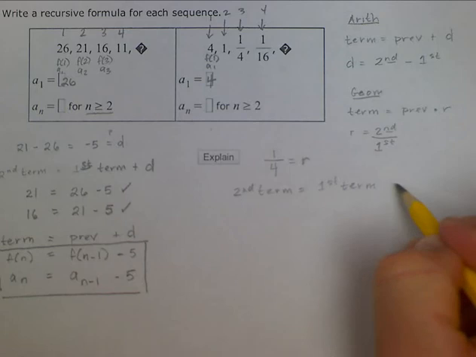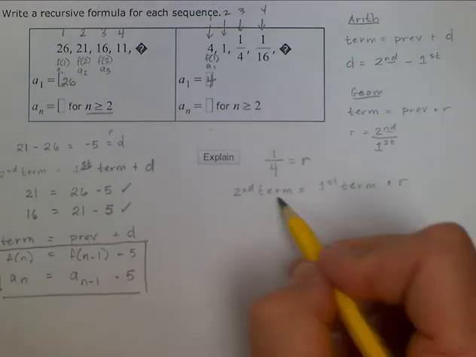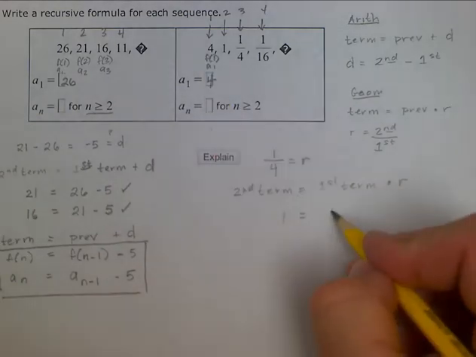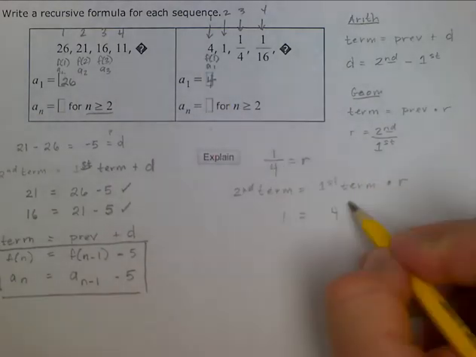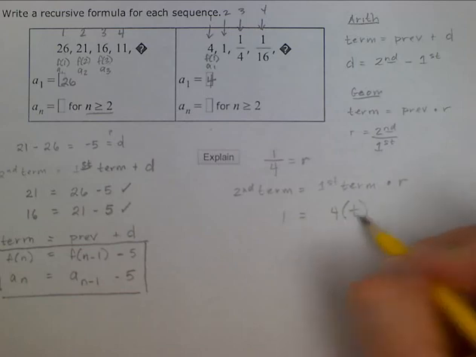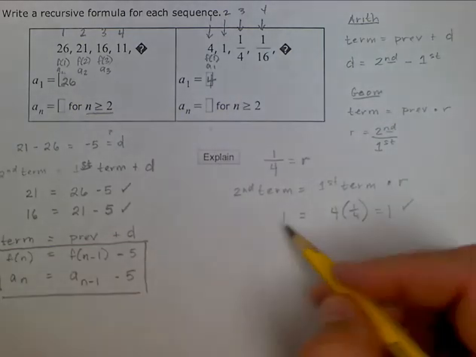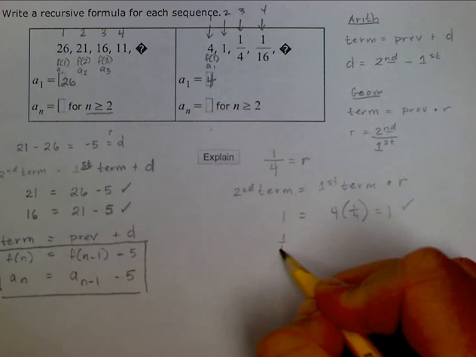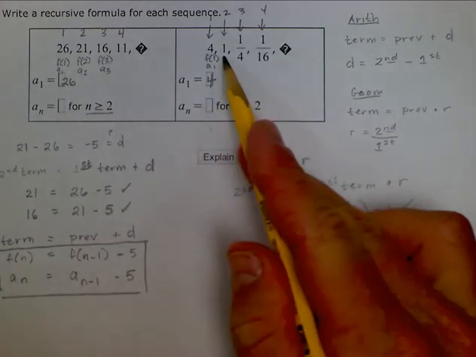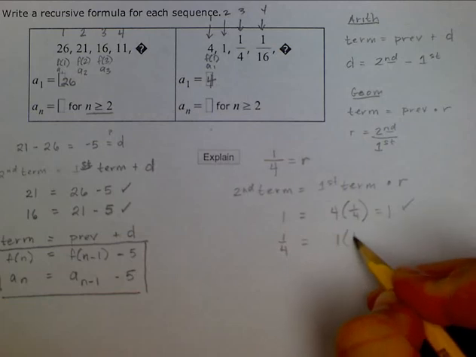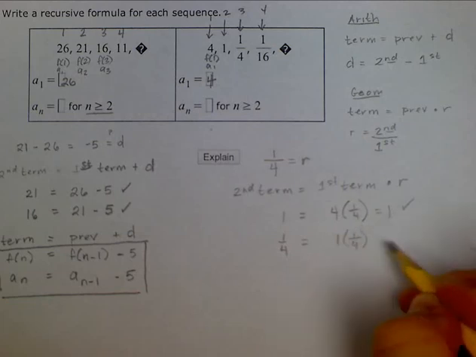Second term is going to be equal to the first term times our common ratio. So our second term in the series is 1, and that should be equal to our first term, which is 4, times our common ratio, which is 1/4. 4 times 1/4 is 1. That checks out. And we would want to check it one more time for accuracy. The third term in our series is 1/4. That should be equal to our previous term, which is our second term, which is 1, multiplied by our common ratio. 1 times 1/4 is 1/4. So it is a geometric series.